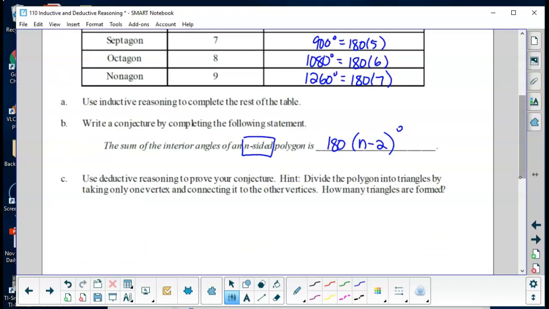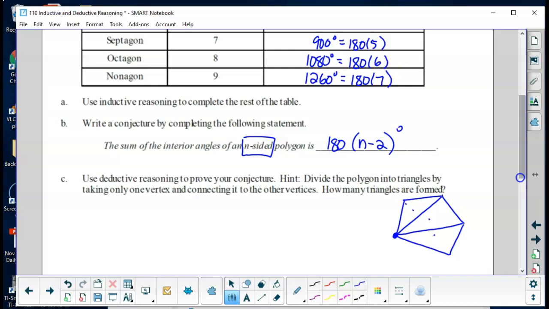It says use deductive reasoning to prove your conjecture. Hint, divide the polygon into triangles by taking only one vertex and connecting it to the other vertices. How many triangles are formed? So for example, maybe you want to do something just to test it out. So that's 5 sides. What that means is take one of the vertices, from there split it into triangles. Well, how many do you get? You get 1, 2, 3 triangles.